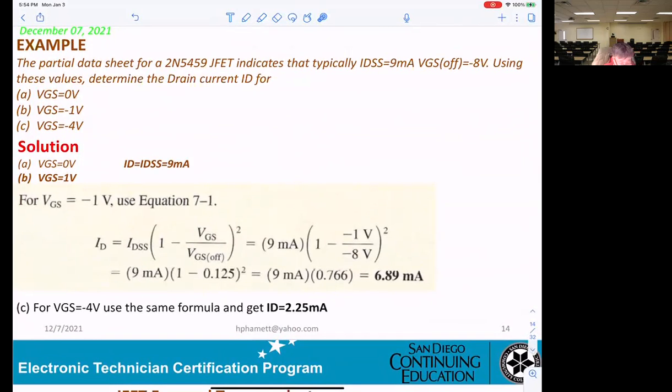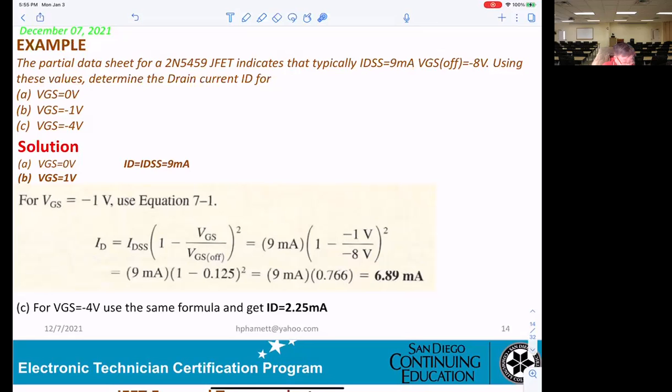For the JFET data sheet, it indicates IDSS equals 9 milliamp, VGS off equals minus 8 volt. Using these values, they want to know the drain current. So if I'm looking at A, VGS equals 0, then you know right away ID will be equal to IDSS. You don't have to do any calculation.